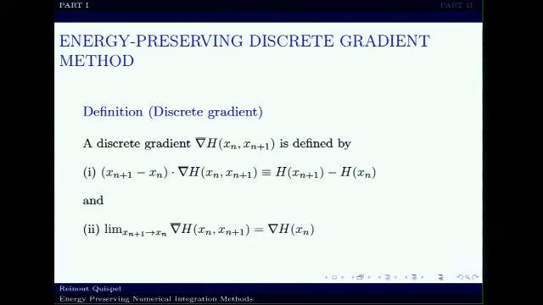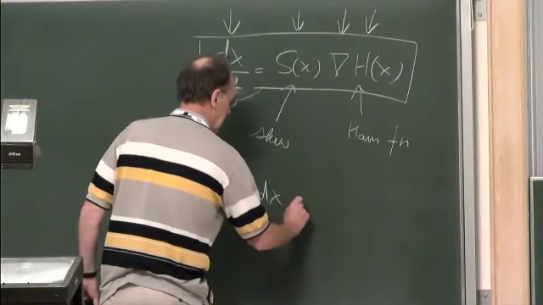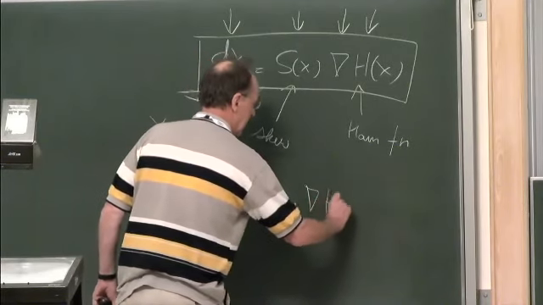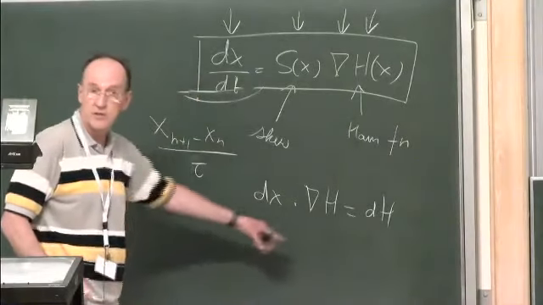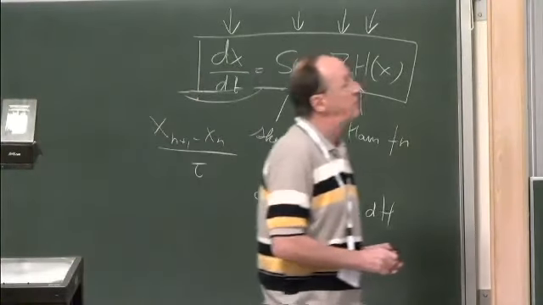And then the definition is given here. The dot product of x_{n+1} minus x_n with the discrete gradient should be the value of the Hamiltonian at the new point minus the value of the Hamiltonian at the old point. And this turns out to be the ingredient that you need. You might think of this as the discrete analog of dx times the gradient of H equals dH, right? So this is a continuous analog that we've discretized here.